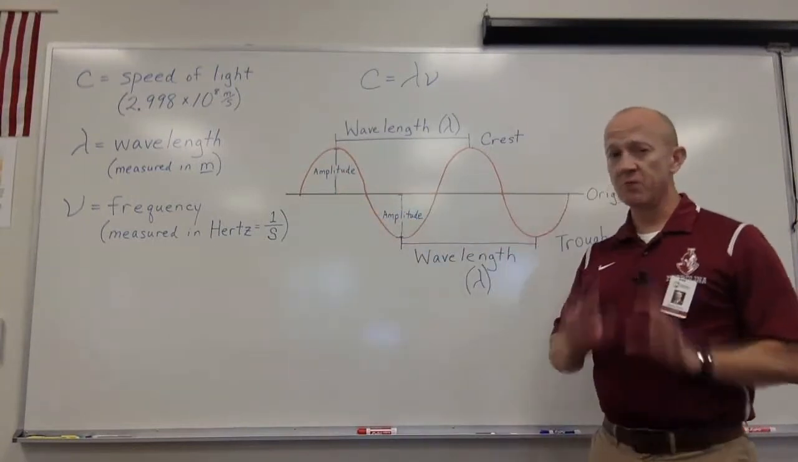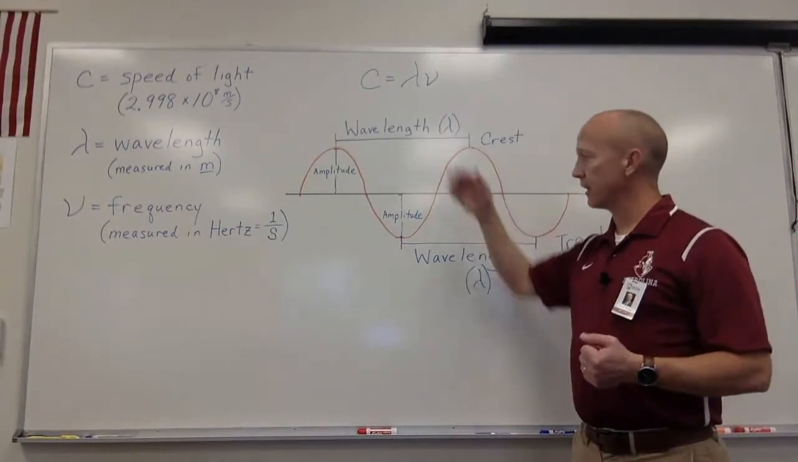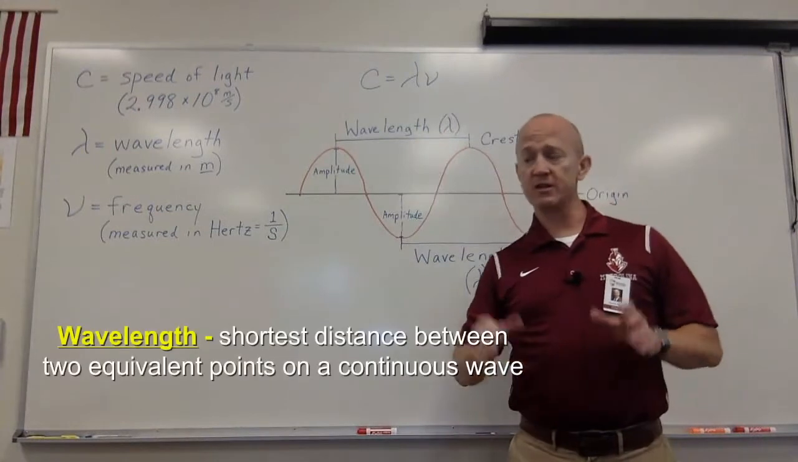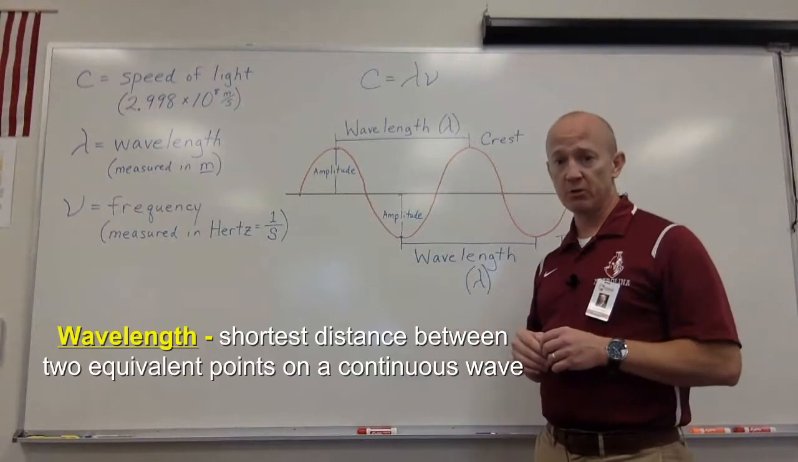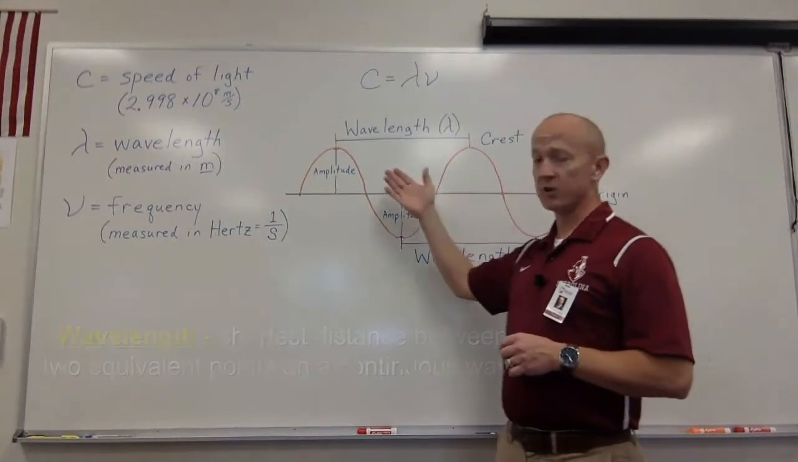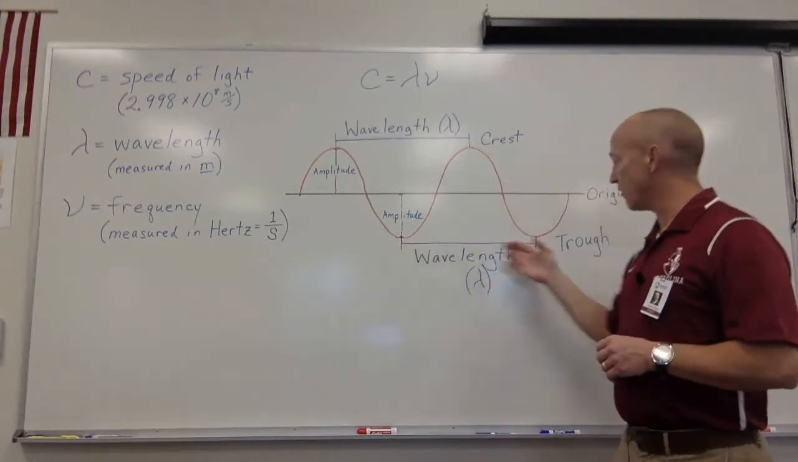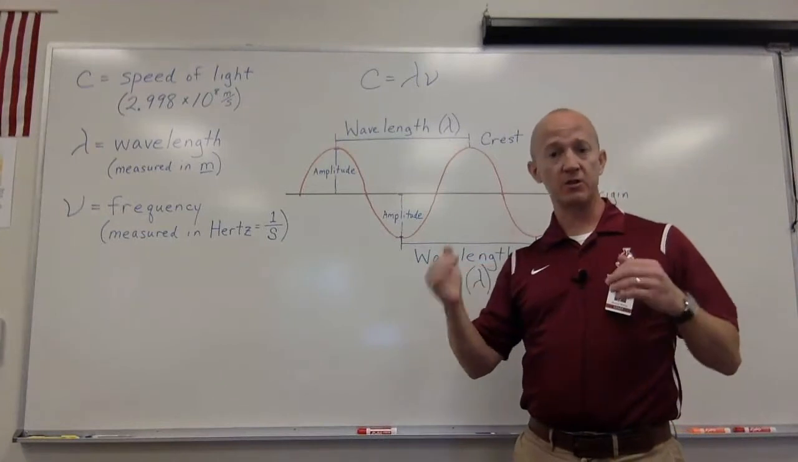But probably the 2 most important characteristics of waves that we're going to talk about are wavelength and frequency. The wavelength, simply put, is the shortest distance between 2 equivalent points on a continuous wave. We could measure it, for example, from crest to crest, like so, or from trough to trough. The point is it has to be 2 equivalent points on that wave.